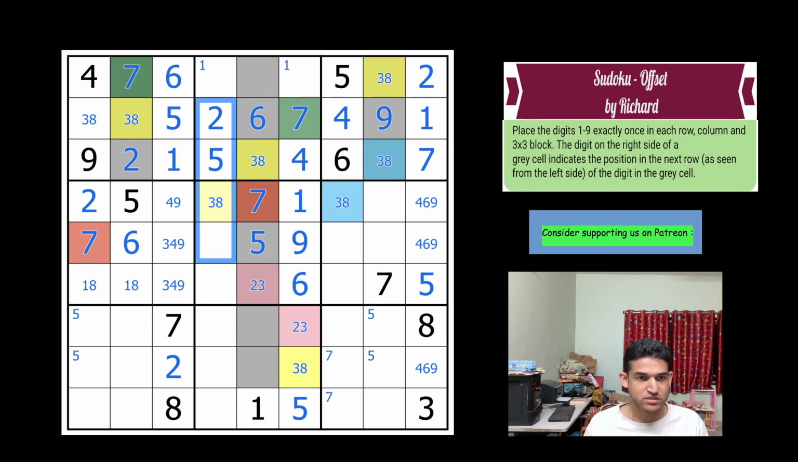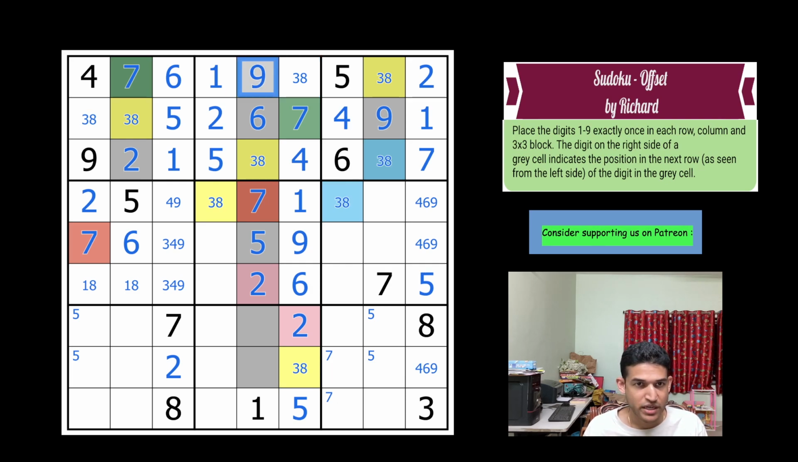And 2 is not in this area. So 2 is forced here, which forces 2 in here. And now this is acting as a pointer for this digit in the next row. Right. So 2, 5, 6, 1, 4, 7, 9. So this is 3 or 8. And that pushes 1 in here. Okay. So now the left out digit in the box is 9.